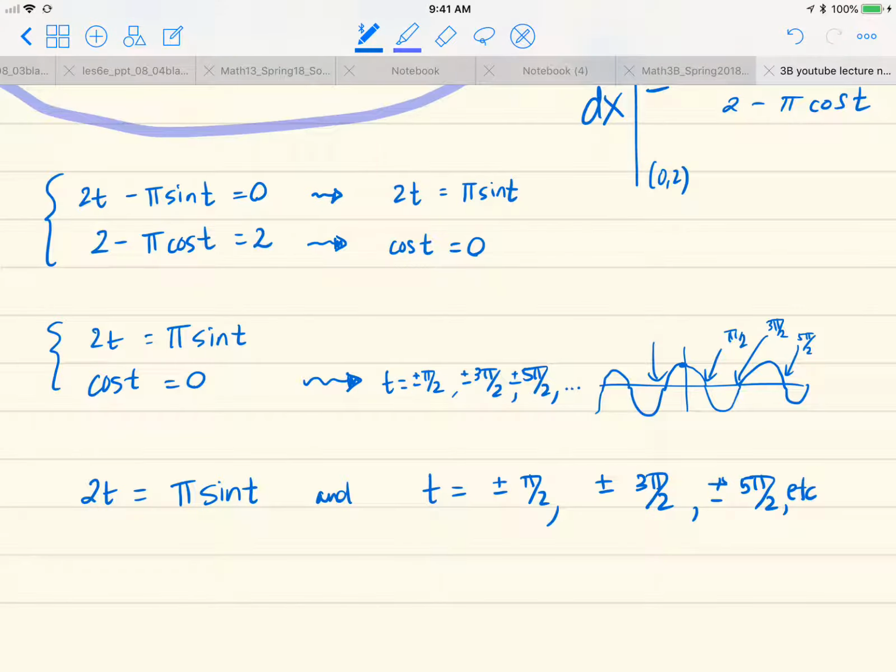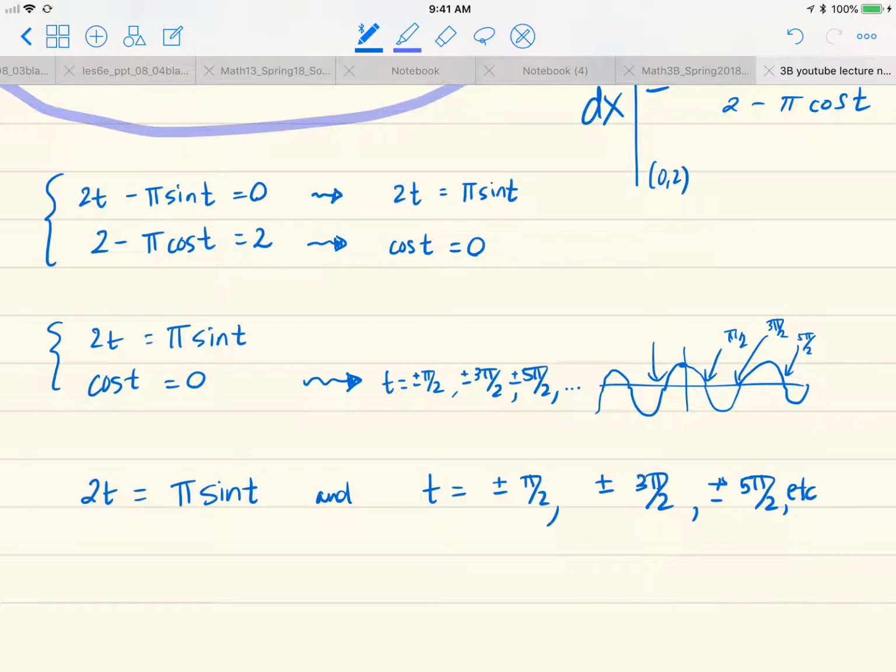Now, looking here, we can automatically eliminate some of these. Let's see here, what is sine of pi over 2? Sine starts here, so it's going to be 1 or negative 1, right? So sine of pi over 2 is going to be 1 or negative 1.